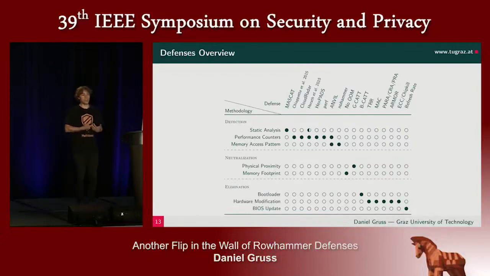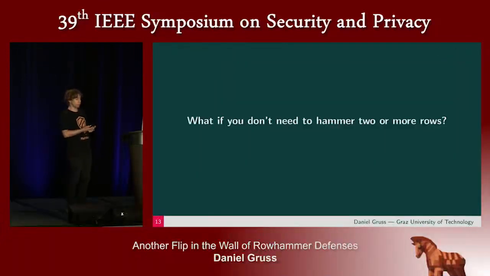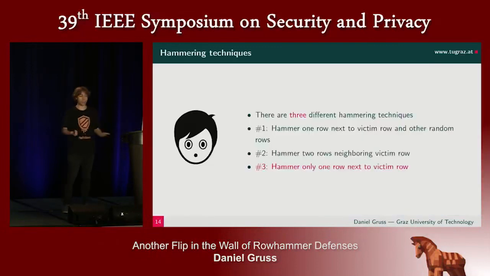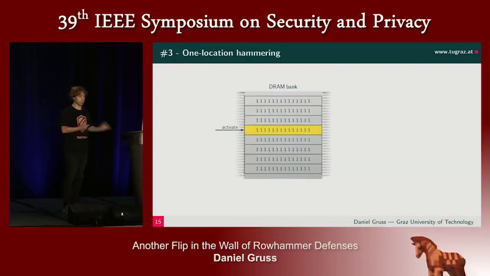One of the core questions when we started was, do you actually have to hammer multiple memory locations? And that brought us to one location hammering. Actually, there are at least 3 different hammering techniques because we propose a third one. There you only hammer one row and expect bit flips right next to it. It works like this. You hammer it, you activate it, it's deactivated, you activate it again, it's deactivated, you activate it, and after a while you see bit flips next to it.